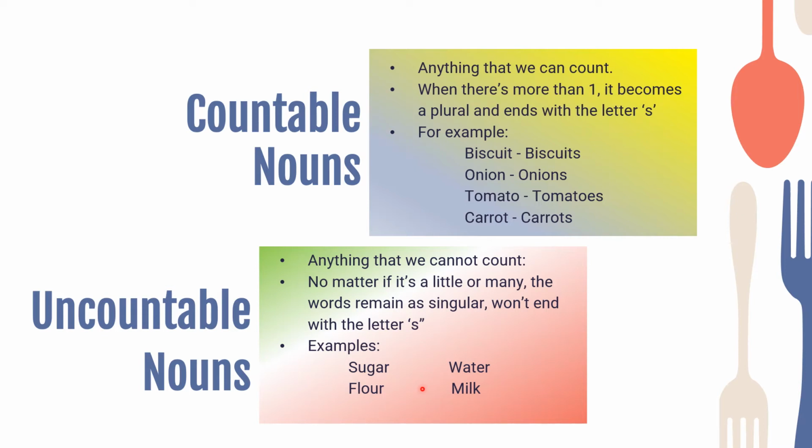No matter how much the sugar is, how much is the amount of flour, you cannot make it into plural. You cannot add the letter S at the end of the word. Sugar cannot be sugars. Water cannot be waters because we cannot count any of them. So, if we cannot count any of them, they are uncountable nouns.